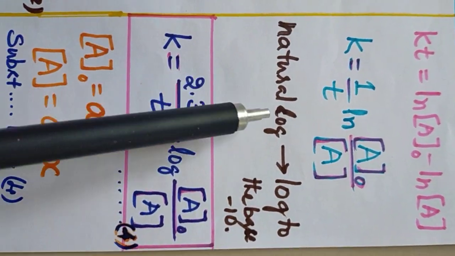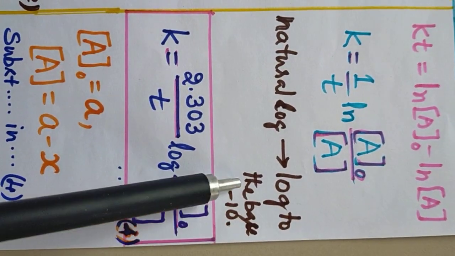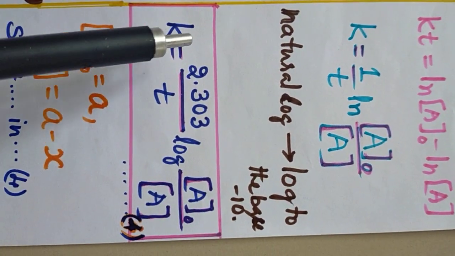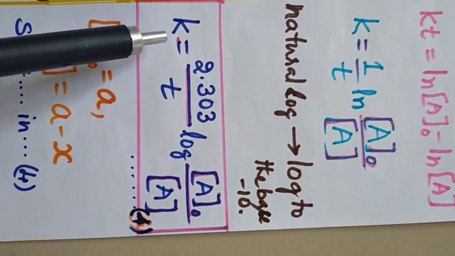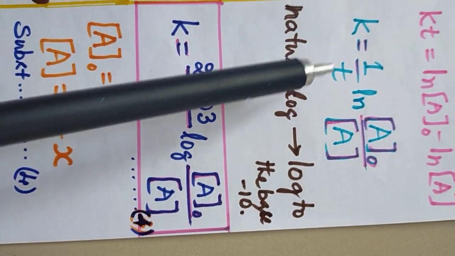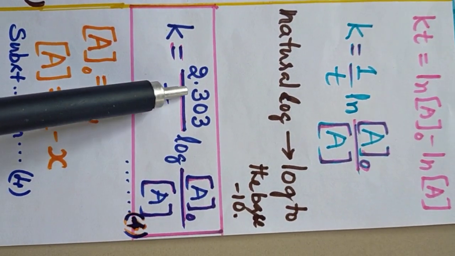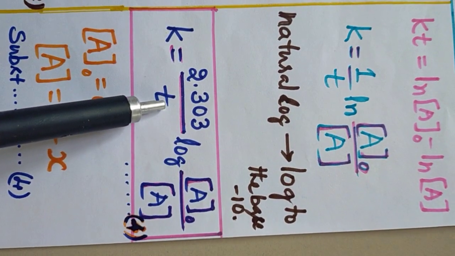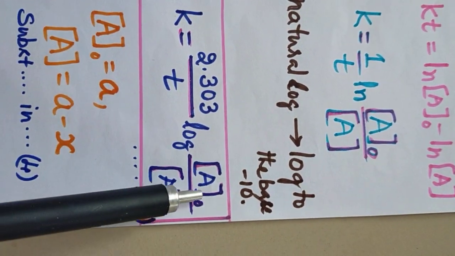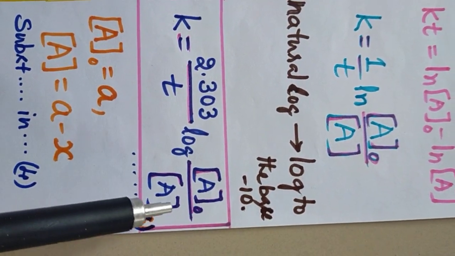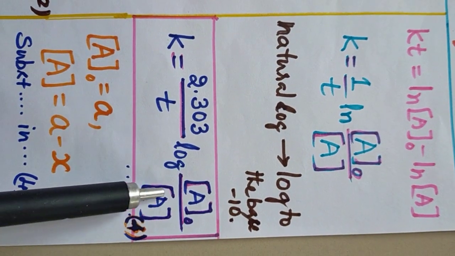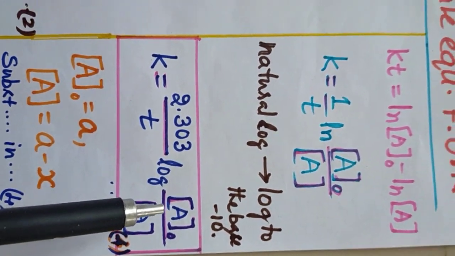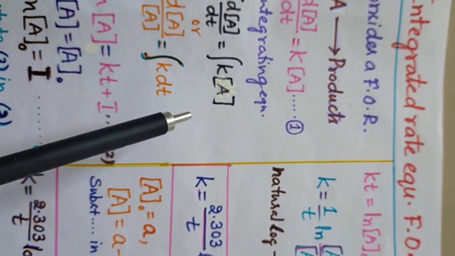By converting the natural log to base 10, what does it become? K will be the same, but when we take log, a constant value comes: 2.303 by t into log base 10 of A naught by A. This is the equation of the first order reaction, the integrated rate equation for first order reaction.